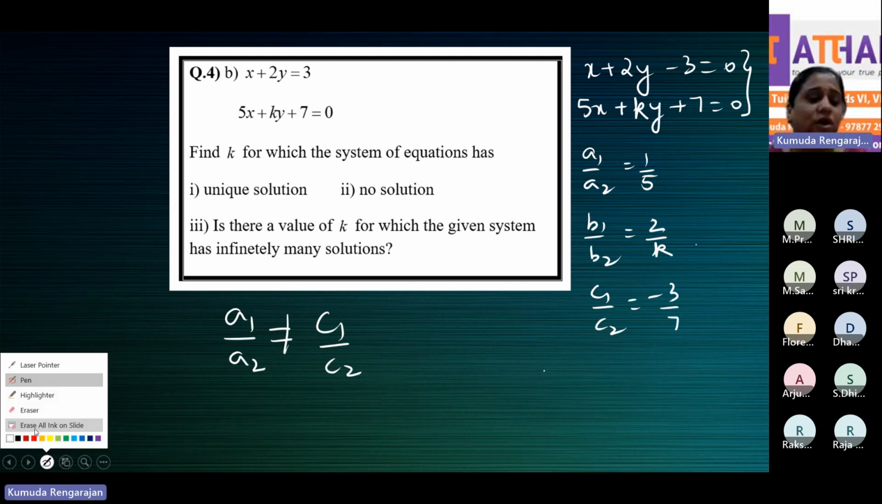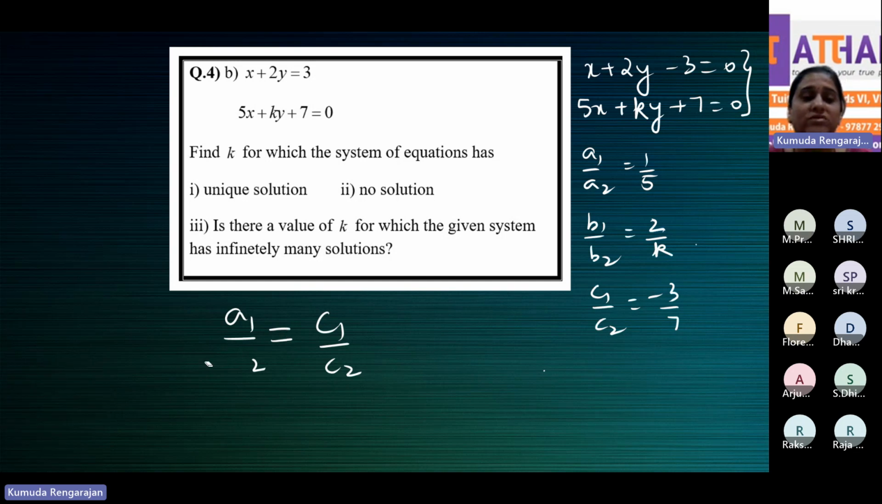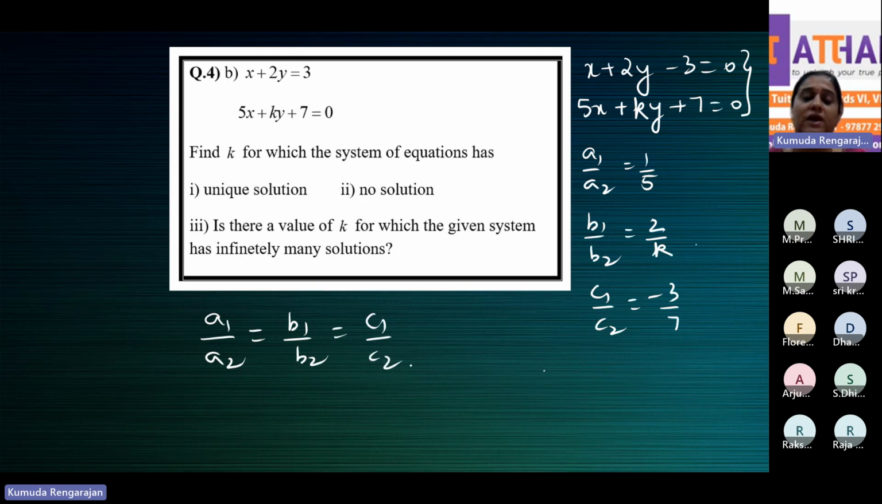What is the condition for many solutions? All the three ratios must be the same. The condition for many solutions is: A1 by A2 should be equal to B1 by B2, should be equal to C1 by C2. This is the condition for many solutions.